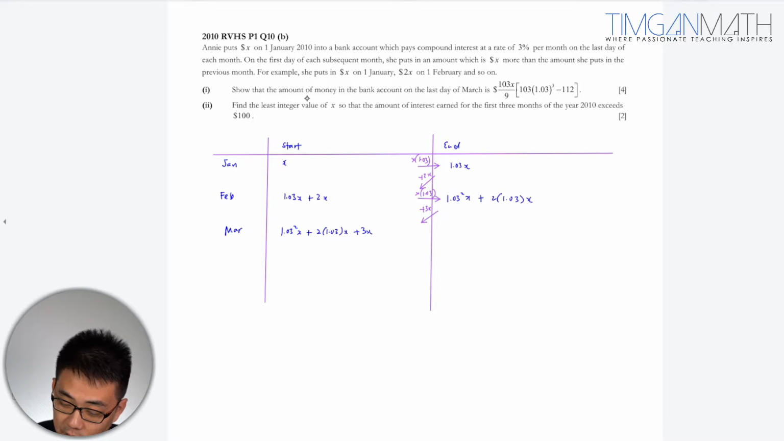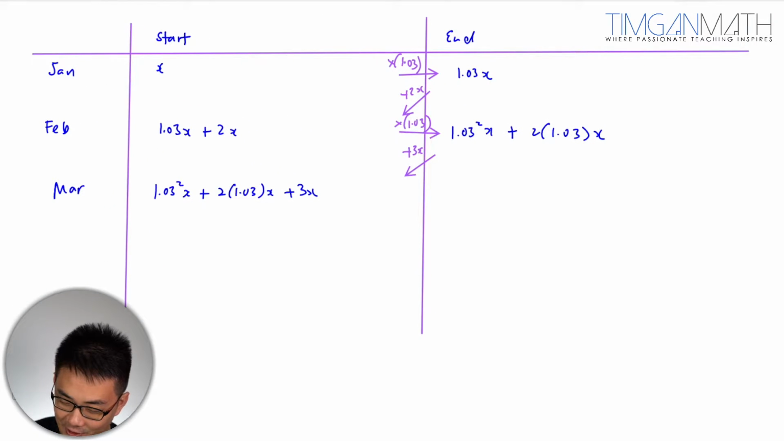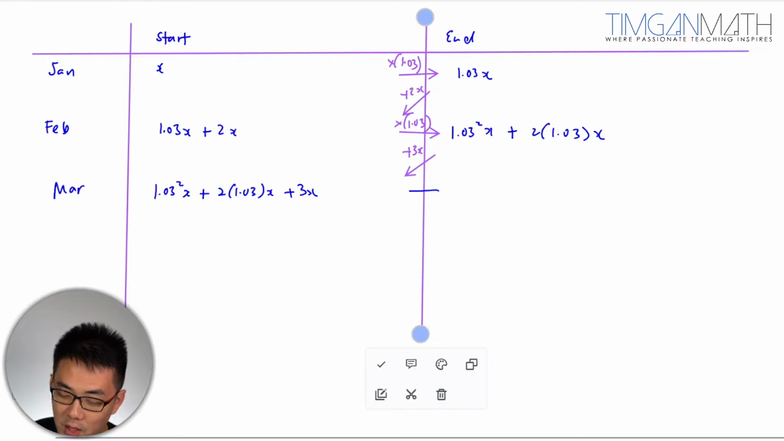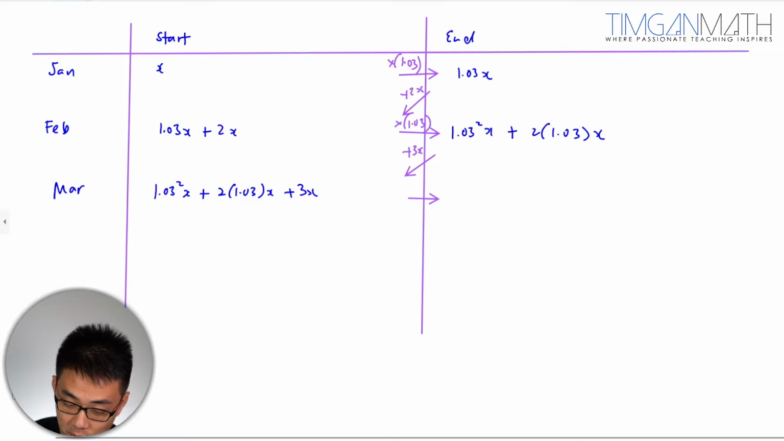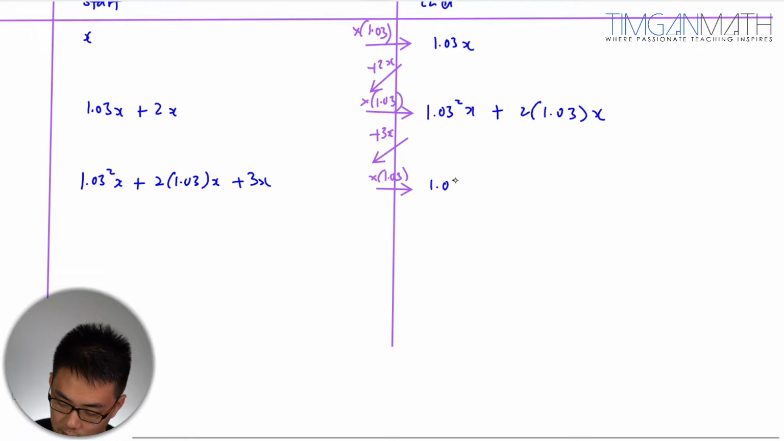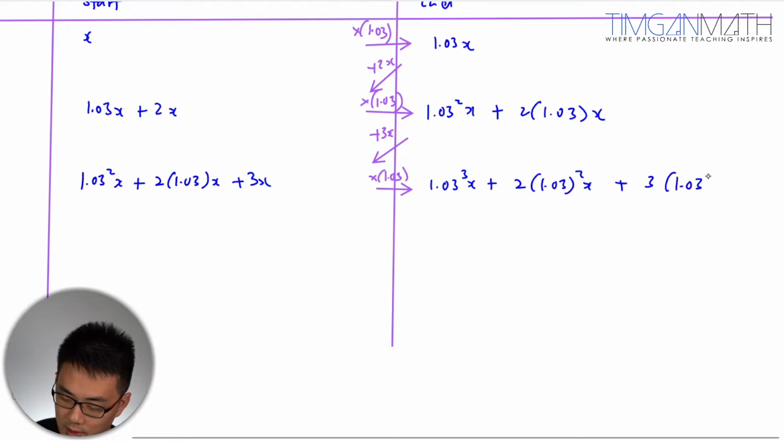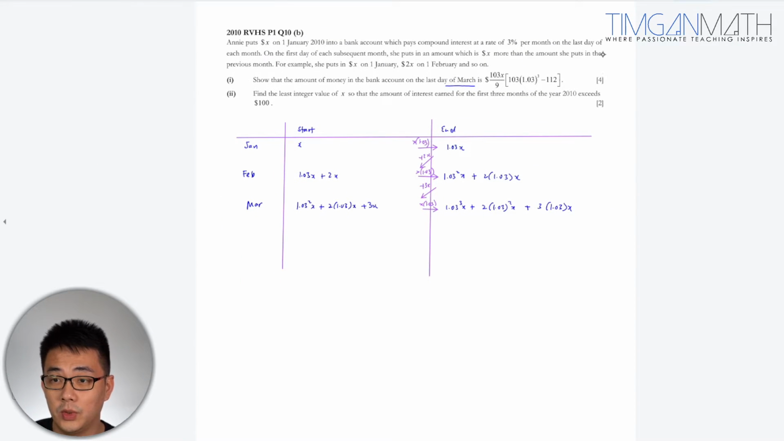Now, because we want to show the amount of money in the bank on the last day of March, which means this amount here, we multiply by 1.03. This will give us 1.03 cubed x plus 2 times 1.03 squared x plus 3 times 1.03x. So it looks quite horrifying, honestly. This is not a typical pattern which you can just see, like a GP. You may need some tweak here. This is the amount which you need to show.